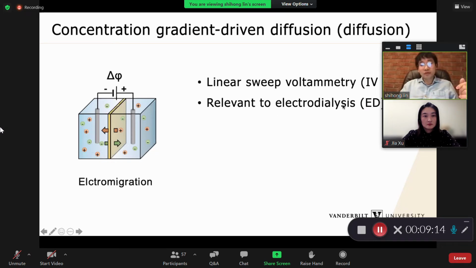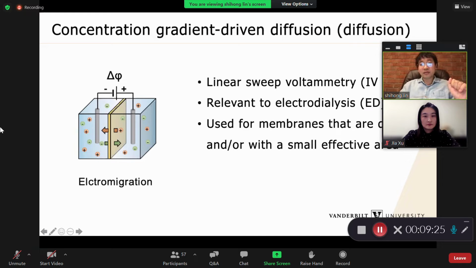This is relevant to electrodialysis, but it has also been used a lot for membranes that are intended for nanofiltration because there's no way to measure it under pressure. So it's used for membranes that are not delicate and with a very small effective area. For example, there are studies that investigate nanoscale pores, multiple nanoscale pores, which is not even a membrane. It would take infinite time to actually measure the change in concentration in the receiving solution, which is not practical. So they use this kind of method, which is more of an in situ measurement.